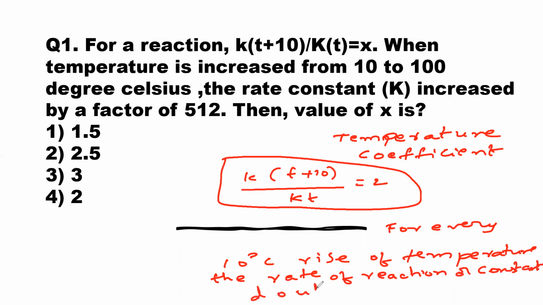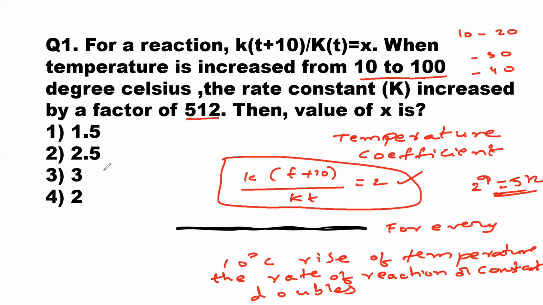Based on this concept, first we have to see whether it is satisfying this 2 or not. Let us see temperature 10 to 100 degrees C. 10 to 100 means it is from 10 to 20, 20 to 30, 30 to 40. So it is almost 9 times. If you take 2 power 9, it is equal to 512. As it is increasing 9 times, it is doubled 9 times. So 2 power 9 is 512. They have given 512. So the value of X is 2. So answer is fourth option.